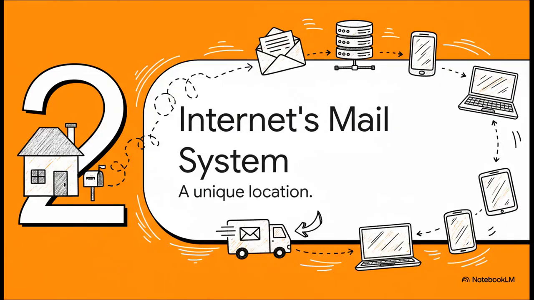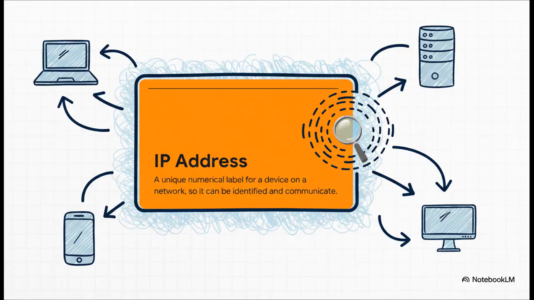And this is where we get to the main idea of our whole explainer, the internet's mailing address. It's just like your house has an address so the mail can find you. Well, every device online needs a unique location so data can find it. And that digital address? That's what we call an IP address. Now, the official definition is it's a unique numerical label assigned to a device on a network.